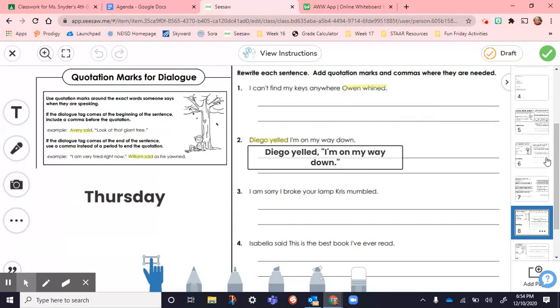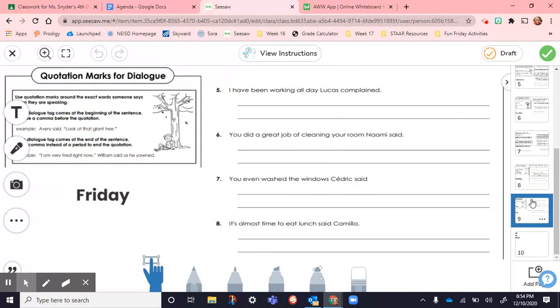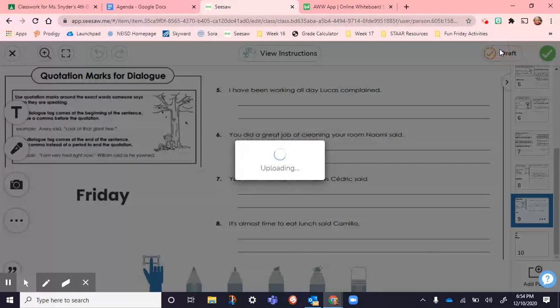So we will keep working on that tomorrow. And then there's another four for Friday as well. So we'll try to get all those in tomorrow. So students drafted that.